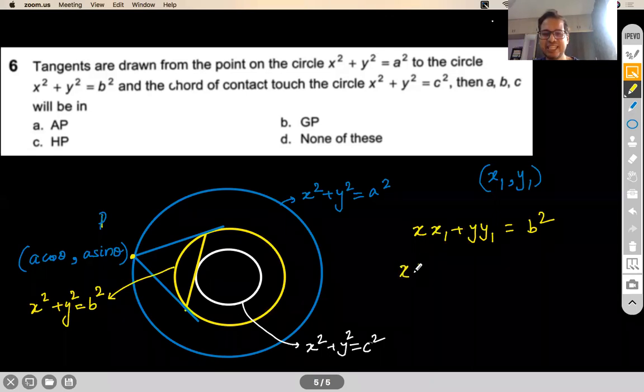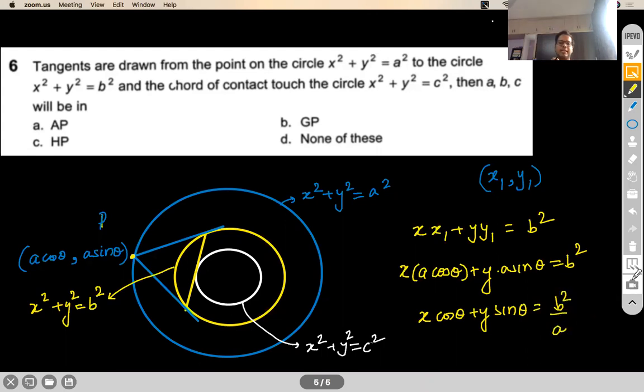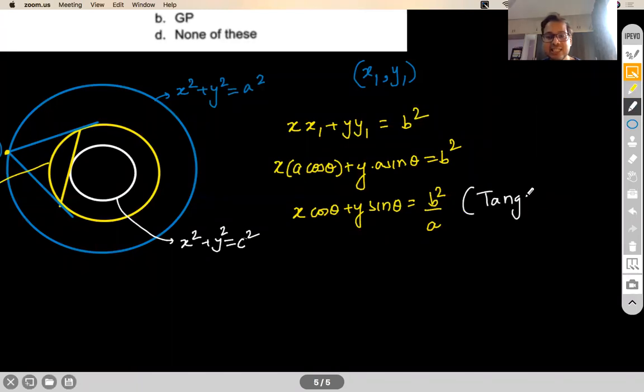Is it making sense? Okay, so this is going to be x A cos theta plus y A sine theta equal to b square. So basically it's nothing but x cos theta plus y sine theta is equal to b square by a. Am I right? Now, this fellow behaves like a tangent. This fellow is a tangent to the inside circle, isn't it? This fellow is a tangent to x square plus y square equal to c square. Correct? That means if I use my condition of tangency, or the fact that the distance of the center from this line should be the radius, anyhow, I'm going to get the same result.